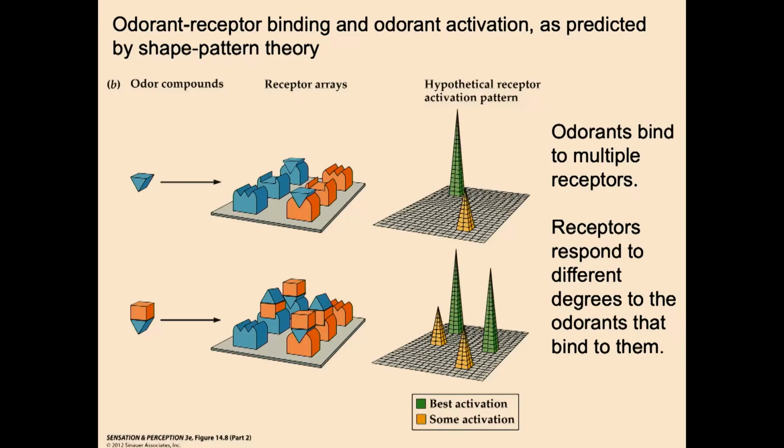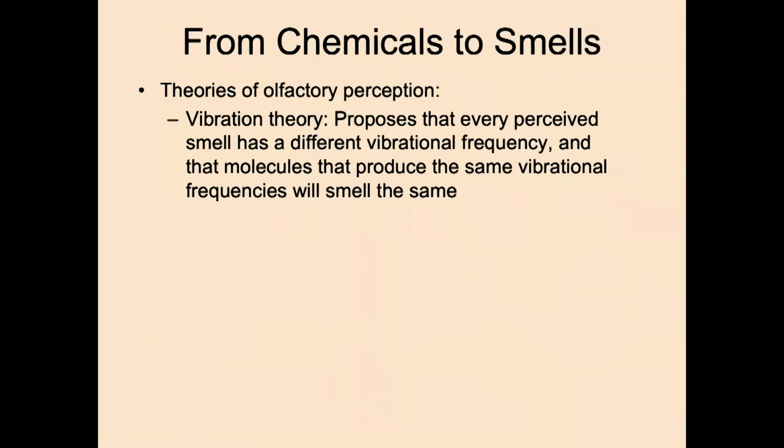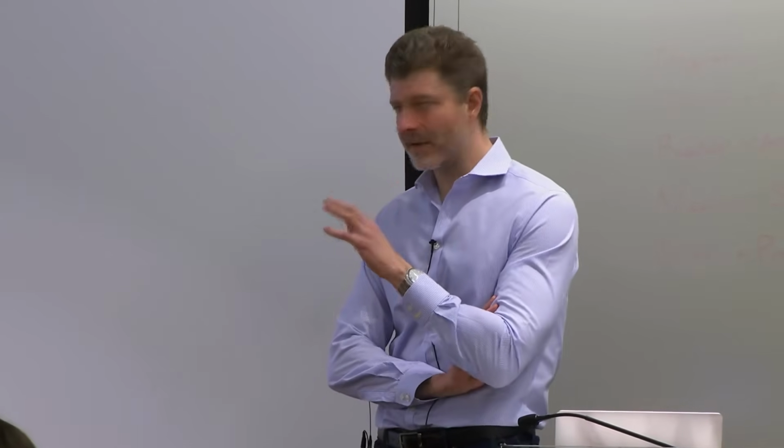That's the current way that people think about this: based on the molecular shape, there's binding to particular types of receptors. Now there's this other theory that has been popular at various other times during history, which proposes that every perceived smell has a different vibrational frequency, and that molecules that produce the same vibrational frequencies will smell the same. And that there's some mechanism by which the receptor can measure the vibrational frequencies of the molecule. This was proposed a long time ago, like 25 years ago.